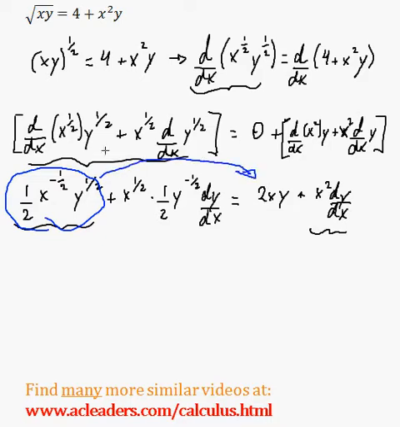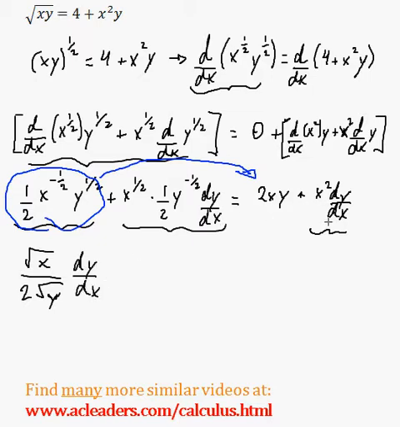So I'm just going to quickly simplify this whole thing. So x to the half is just the root of x. Half y to the negative half will be just 2, and my voice just cracked there. That'll be just root x over 2 root y times dy/dx.